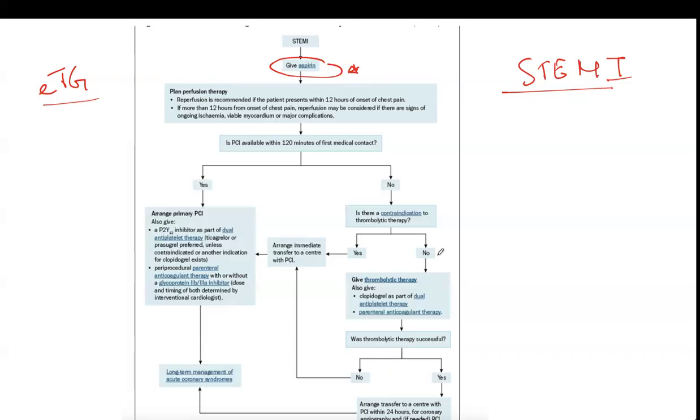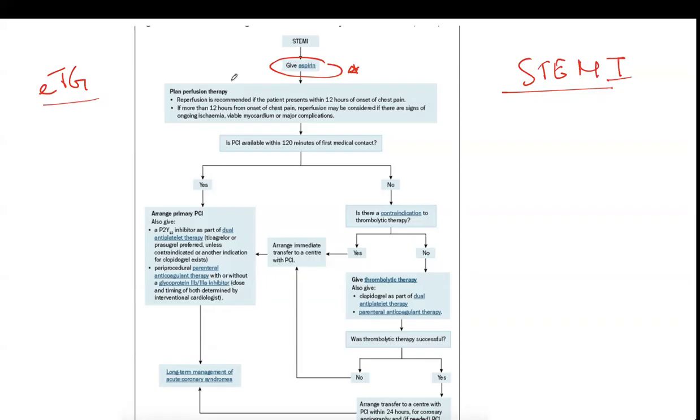So the first and foremost management for a patient who has ST elevated MI is aspirin. That is the first thing because it has benefit of mortality. It can reduce mortality in a MI patient.